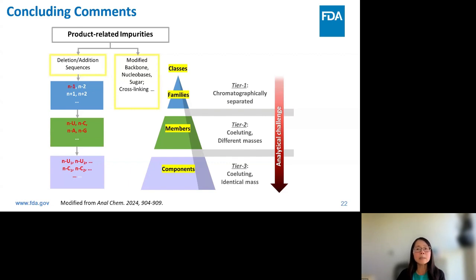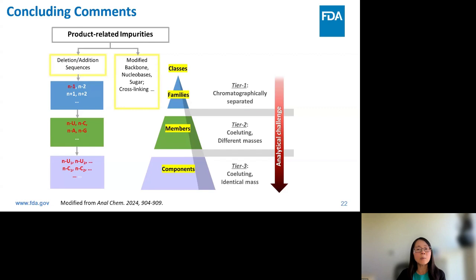N+1 impurity families. Delving deeper, depending on which nucleotides are being affected, each individual deletion or addition impurity family may comprise multiple members that, although likely co-eluting, may most likely be differentiated by MS dimension because their mass may be different most of the time.